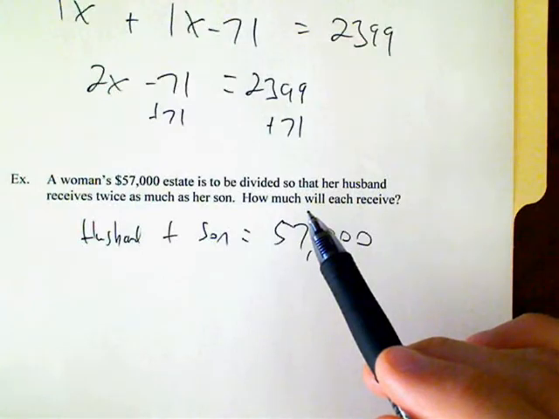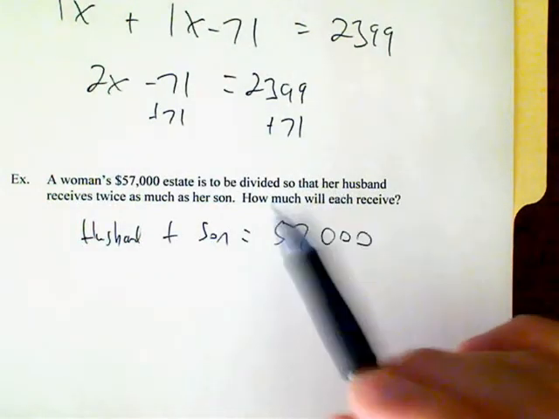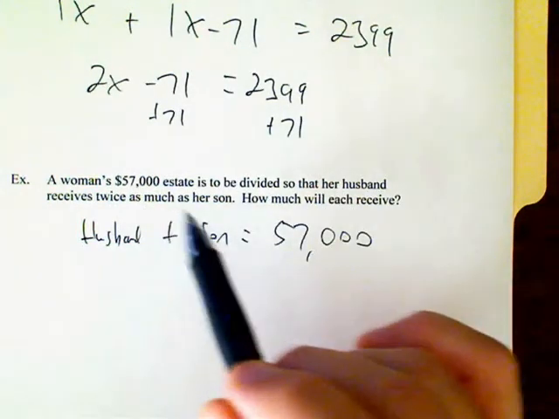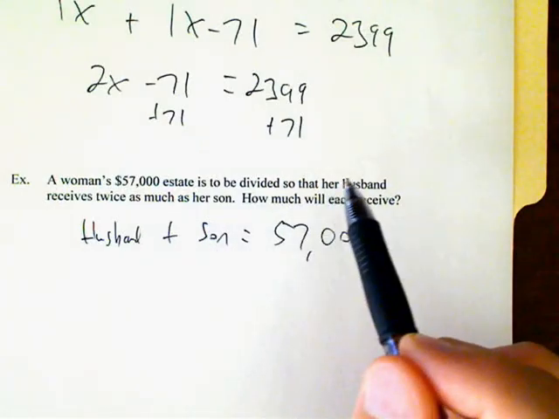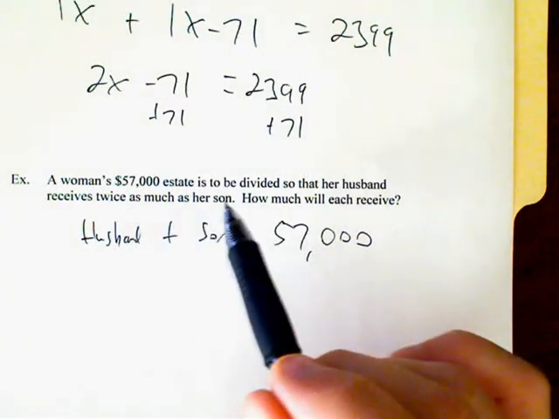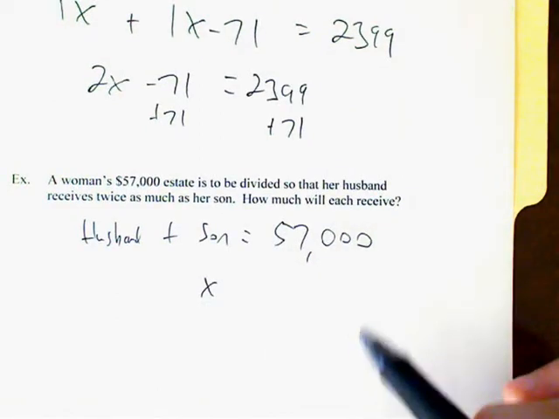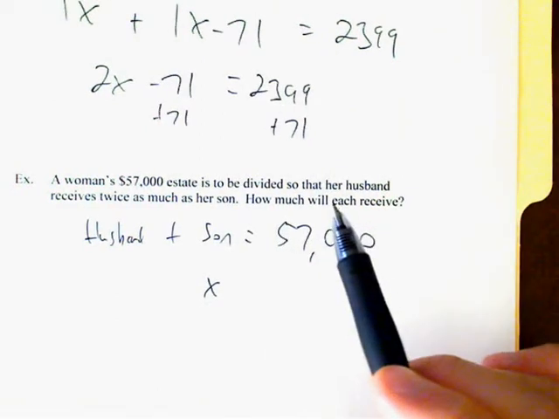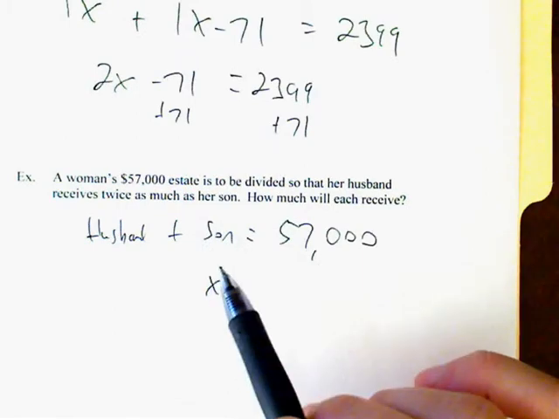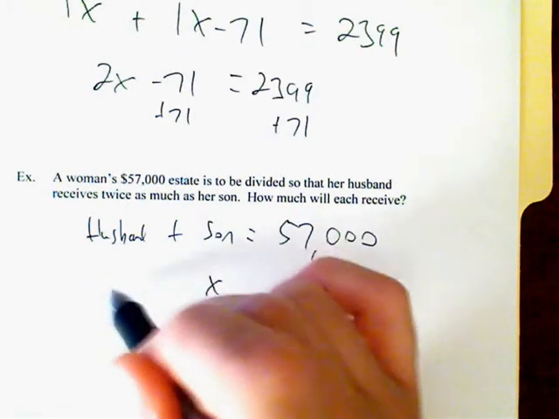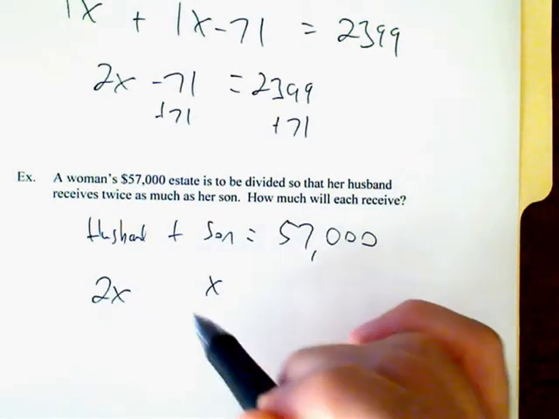It says it's to be divided between her husband and son. Her husband receives twice as much as her son. I know something about the husband. I know nothing about the son. So we're going to let the son's amount be x. So when we read this, it now says the husband receives twice as much as x. So what's twice x? Well, that's 2x.